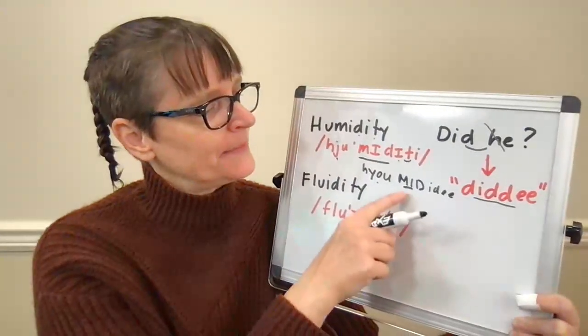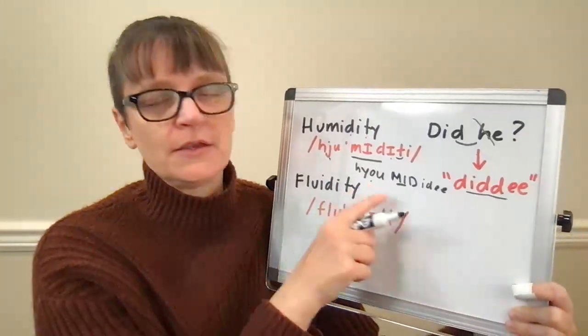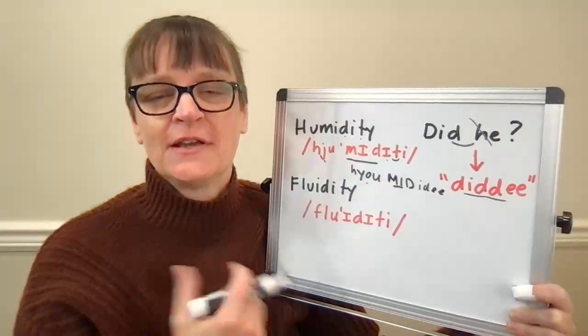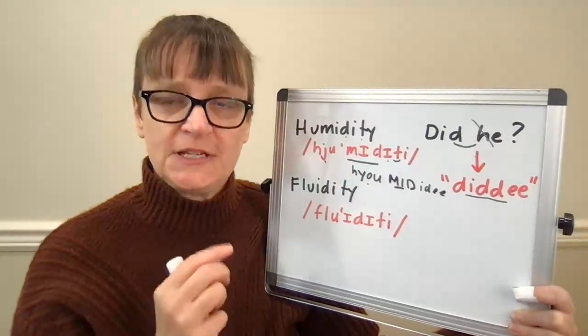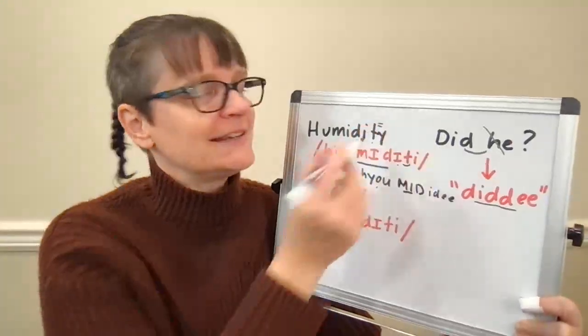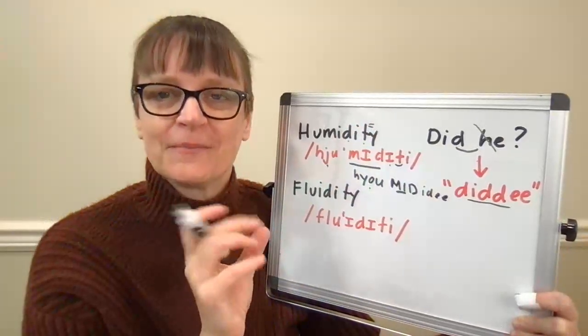So ditty, midity, humidity. Again, that was the American English pronunciation. British English, humidity, humidity. They clearly say that T sound with a little release of air.